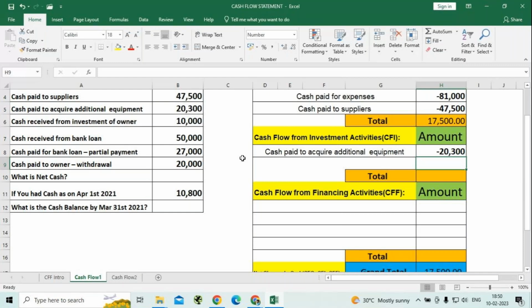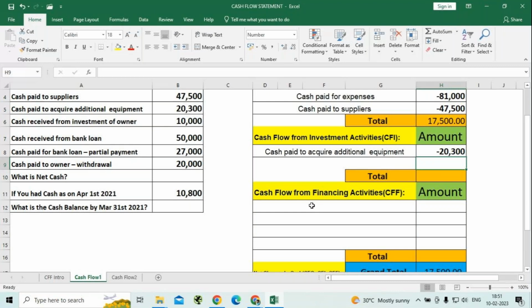So the next one is cash received from the investment of owner. Anything the owner brings to the business, what do we call it as? The money which is brought by the owner of the business, what do we call it as? Capital. Capital, very good. So this is going to be shown in the financing activities.